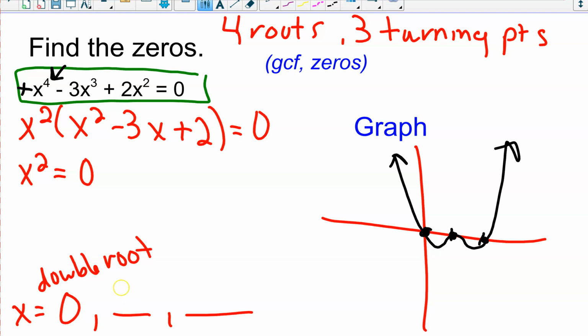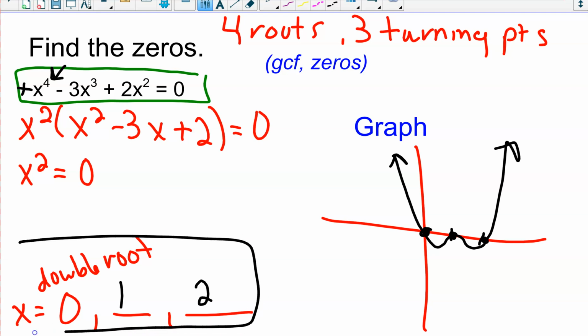And then we're going to put a 1 here and a 2 here. And here is my final answer. And again, I really want to make it clear that on the quiz, you need to show all this work to get full points on the quiz.